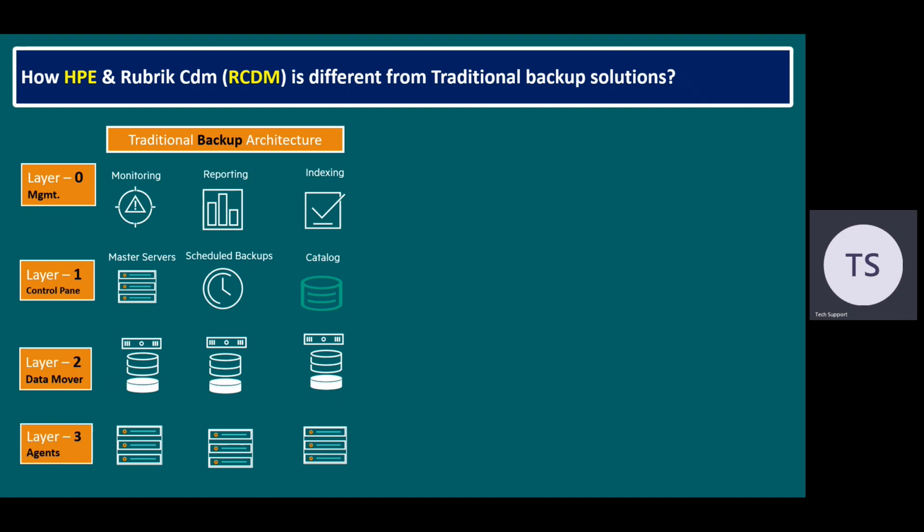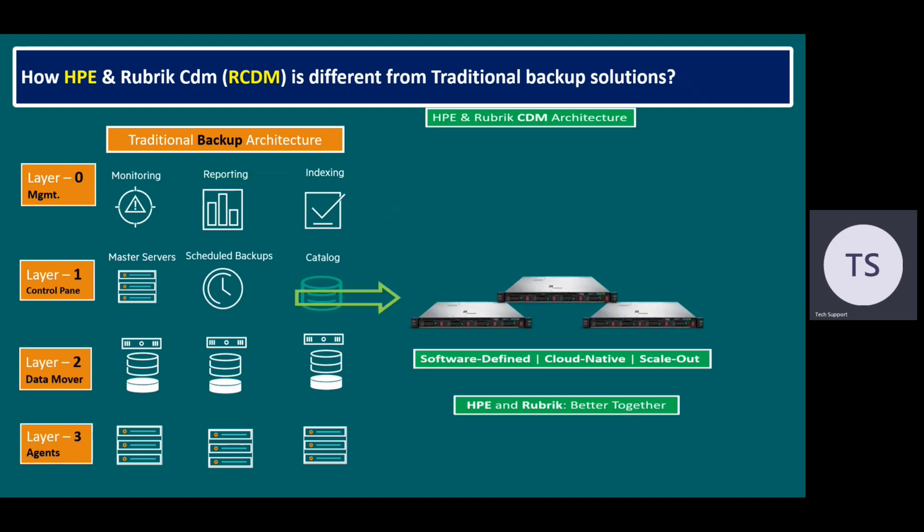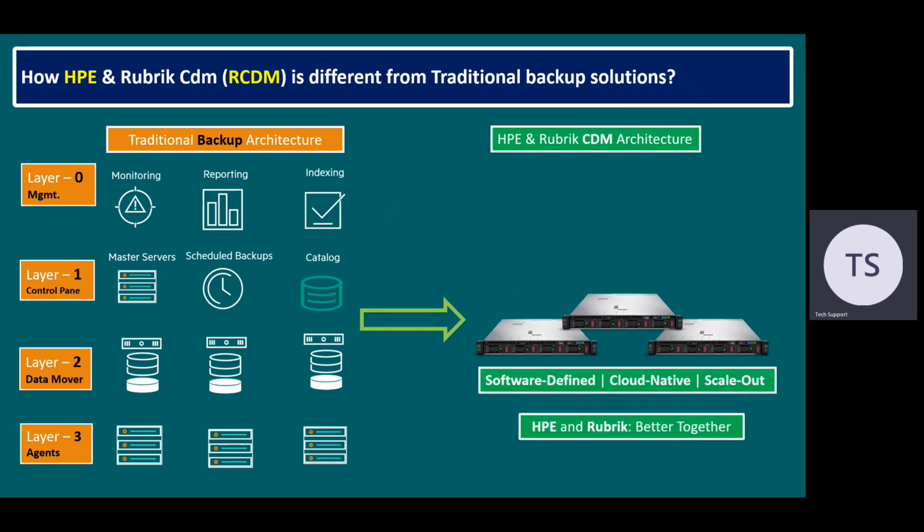Even across the layers, the infrastructure size is very high. When it comes to modern data protection, this architecture is very challenging to manage. So to address these challenges, HPE and Rubrik jointly collaborate and enhance the solution called cloud data management. That cloud data management solution is completely simplified.